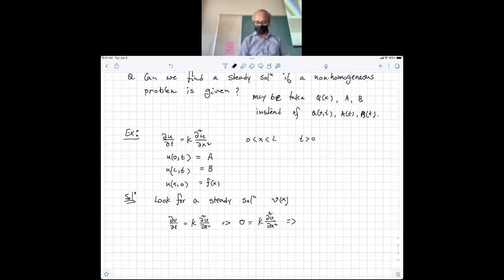I can cancel out k. I can rewrite it: d square V dx square is 0. And this is something I can integrate. So if I integrate, maybe I get a constant C1, and integrate again.